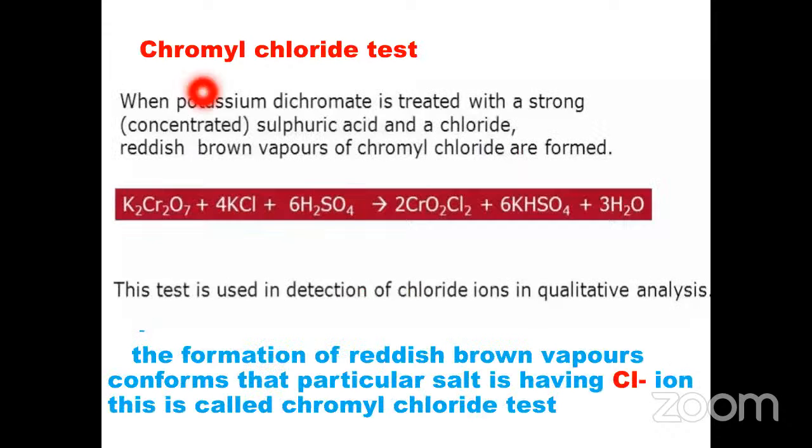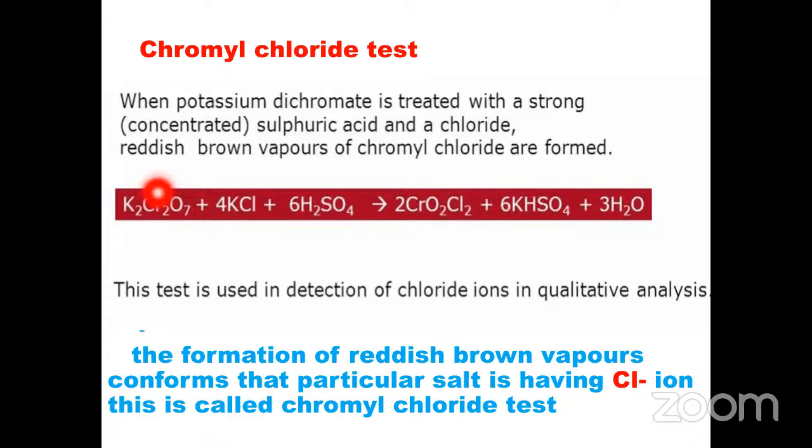Next, potassium dichromate is used in the chromyl chloride test. How do we do this chromyl chloride test? When potassium dichromate is treated with strong sulfuric acid and a chloride, reddish brown vapors are formed. This is the chromyl chloride.